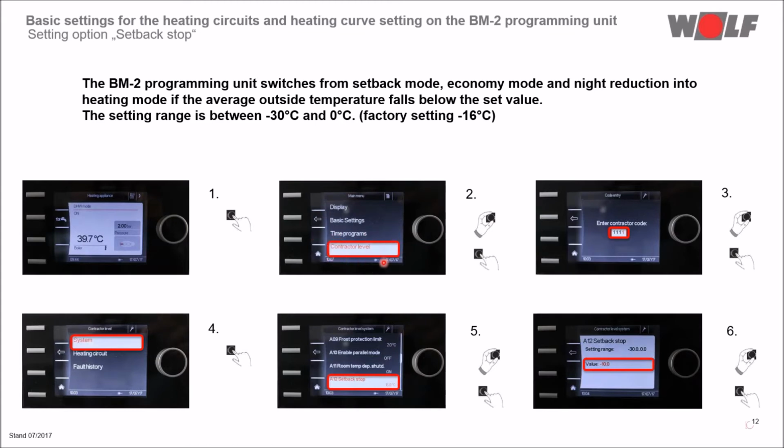You are now prompted to enter the contractor code, which is 4 times the number 1. In the contractor level, select the system and press the rotary selector. All system parameters are now shown. Turn the rotary selector until A12 setback stop appears. The value can now be changed by turning the rotary selector. Press again to apply the value.